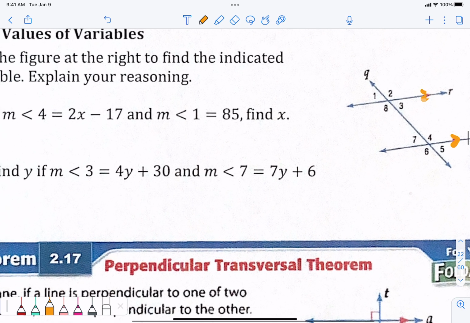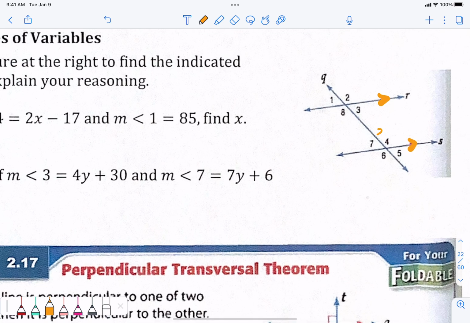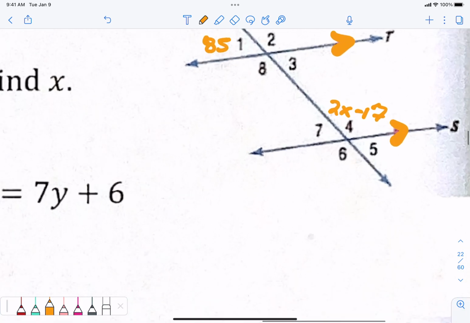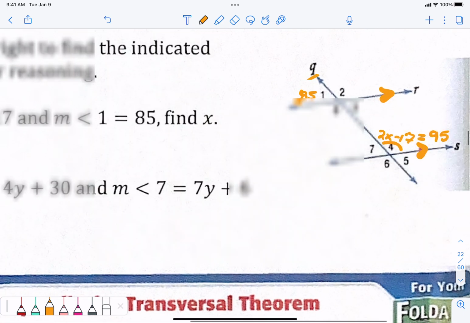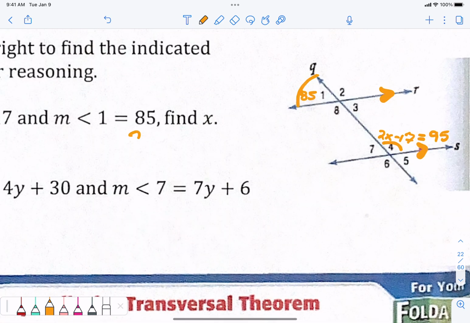It's just giving you more angles to deal with. All right, so they say that the measure of angle 4 is 2x minus 17, and the measure of angle 1 is 85. Okay. This is 85 degrees. Is 4 also going to be 85 degrees? No, it's the opposite of that, which is 95, right? If I subtract from 180, 180 minus 85 is 95. So I do 2x minus 17 equals 95. You see how that works?